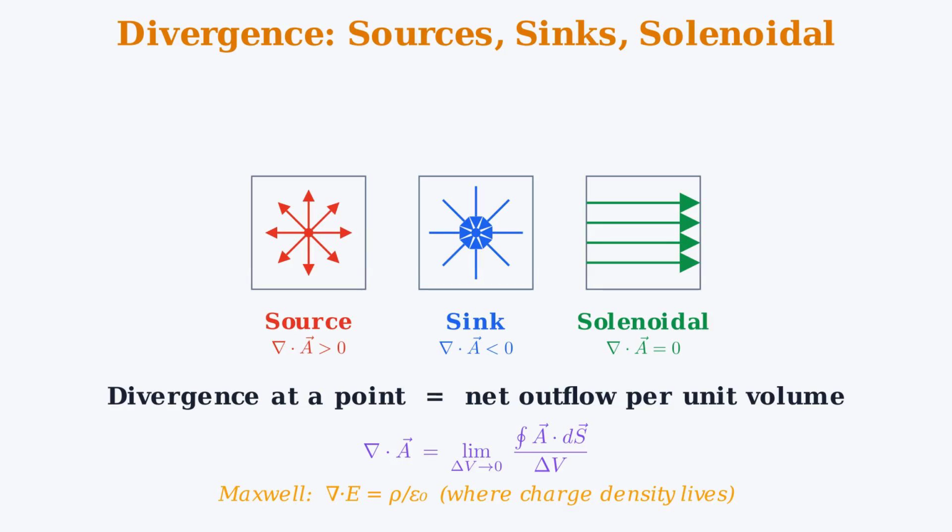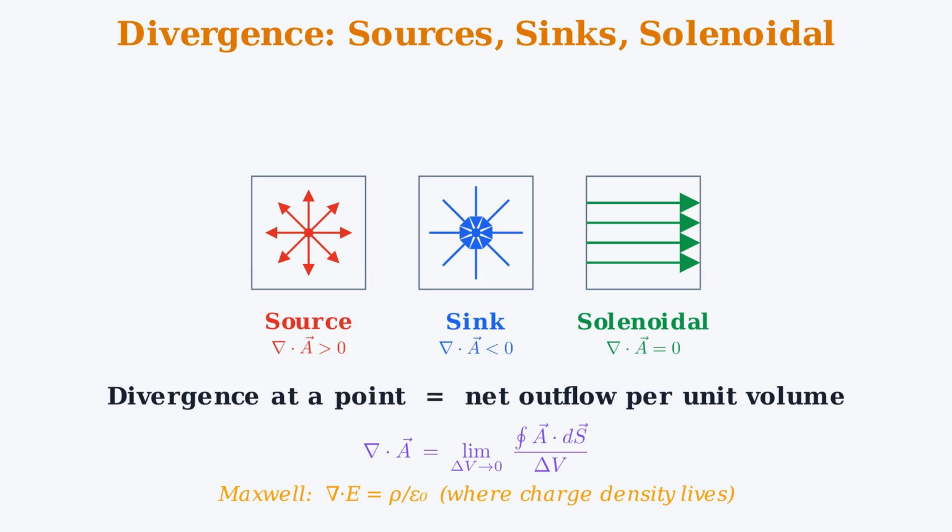Geometrically, the divergence at a point measures the net outflow of the field from that point per unit volume. Think of A as the velocity of a fluid. If divergence is positive, more fluid leaves a tiny box around the point than enters. There is a source inside. If divergence is negative, more fluid enters than leaves. There is a sink. If divergence is zero, whatever flows in also flows out. The field is incompressible, or as we say in electromagnetics, solenoidal.